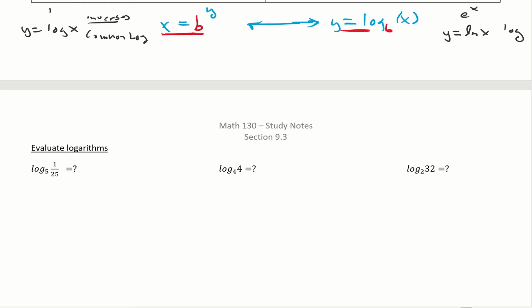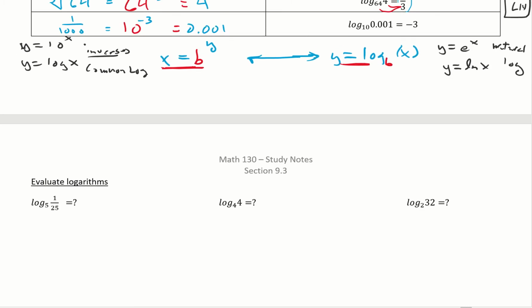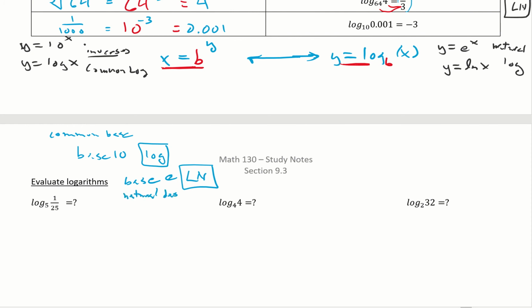The first thing I'll say, observe again, on your calculator, you have a log button and an ln button. This is base 10, the so-called common base, and this is base E right here, that's the natural base. Look at your calculator now and find those buttons.